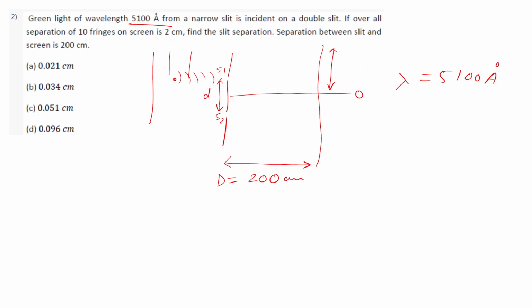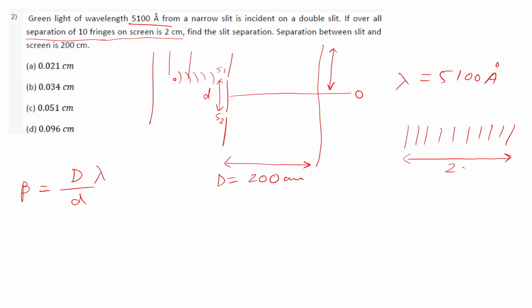Now we know our fringe width formula. It depends on the distance between screen and source, the distance between the sources, and the wavelength. So how will we obtain the fringe width? We have been given that the overall separation of 10 fringes on the screen is 2 centimeter. Means fringes 1, 2, 3, 4, 5, 6, 7, 8, 9, 10, whatever is forming on the screen, are covering the distance of 2 centimeter.